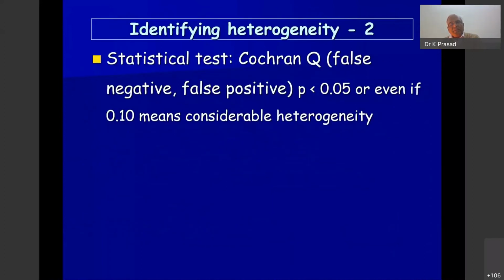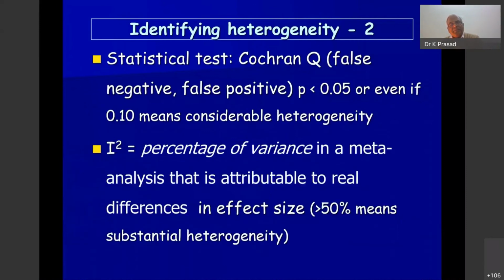You can also do a statistical test, which again I will spend at least a half hour lecture on heterogeneity later on. But I square gives you the percentage of variance that is attributable to real differences in effect size. And more than 50% I square means substantial heterogeneity. That will require that you try to explain heterogeneity rather than just do a meta-analysis.